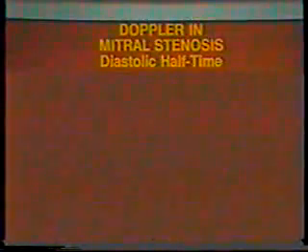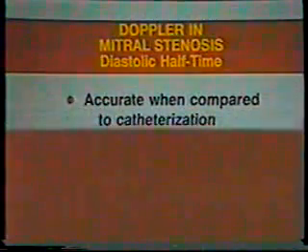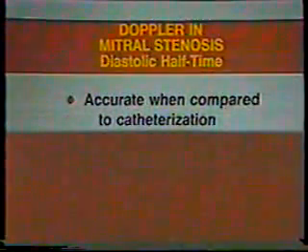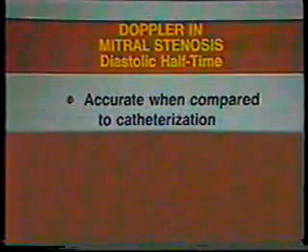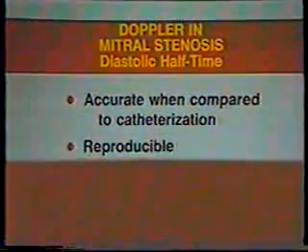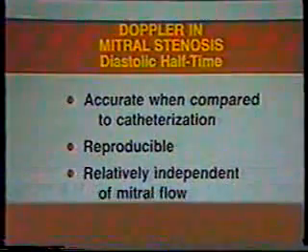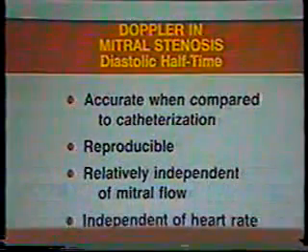The diastolic pressure half-time determined by Doppler has been shown to be accurate when compared to the pressure half-time determined at catheterization. The half-time is reproducible, relatively independent of mitral flow, and independent of heart rate. However, there are limitations to using the pressure half-time as a measure of the severity of mitral stenosis. These include the fact that it is unobtainable in a few patients with poor apical windows.